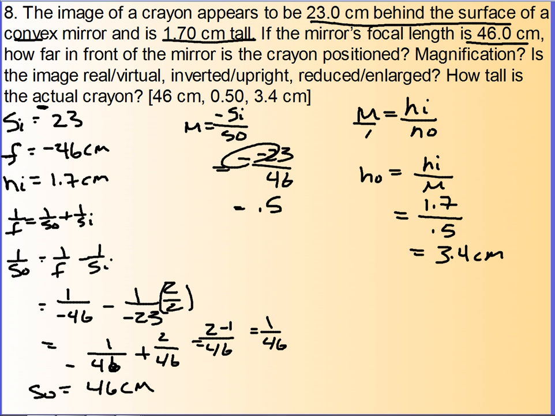Now let's see if we can figure out if these are all right. My image distance is negative, and that tells me it's virtual. My magnification is positive, so it tells me it's upright. Is it reduced or enlarged? Magnification is less than 1, which tells me it's reduced. Good job.